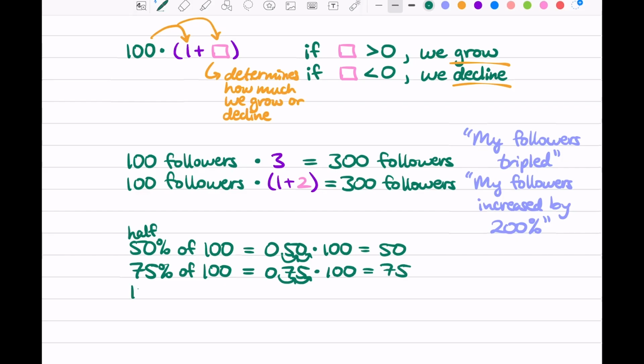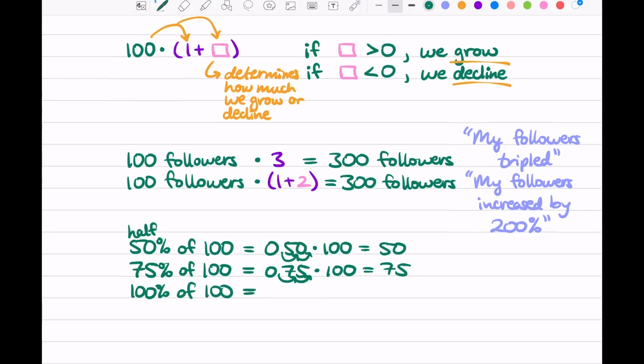Now what is 100% of 100? Well, if you have 100% of something, you have all of it. So 100% of 100 is 100. And if we write that as a decimal, 100% becomes 1.00, and multiplying that by 100 moves the decimal 2 spots and gives us 100. So 100% of 100 is 100.